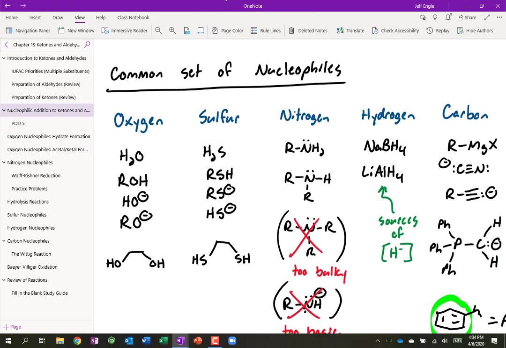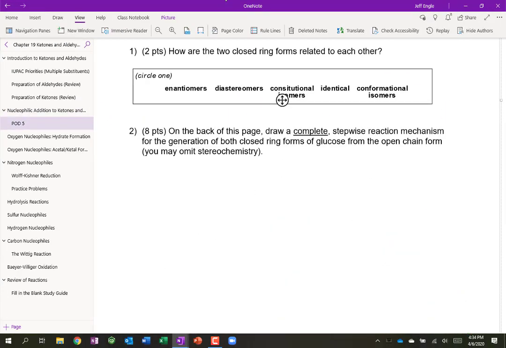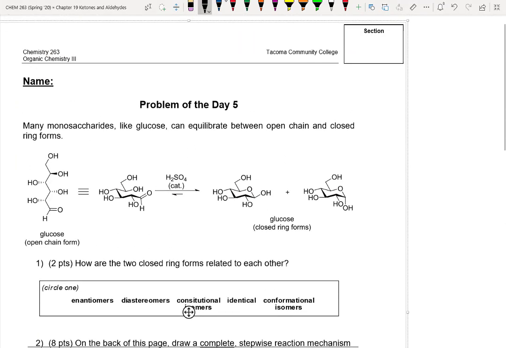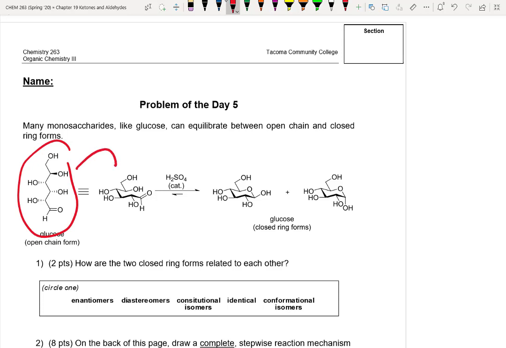Before we get too much further, though, I did want to give you a hint on POD 5 since it's a little bit tricky. In POD 5, it says that this is glucose. What I've done is I've redrawn it over here in an easier to view form. And you can see right here, we've got an aldehyde, right? And you can see we're dealing with acidic conditions. And then the new bond that we're forming is right here.